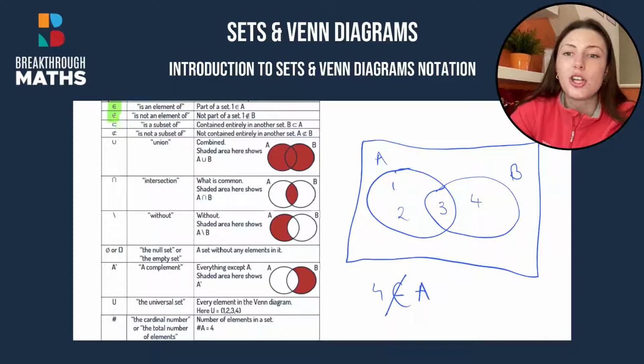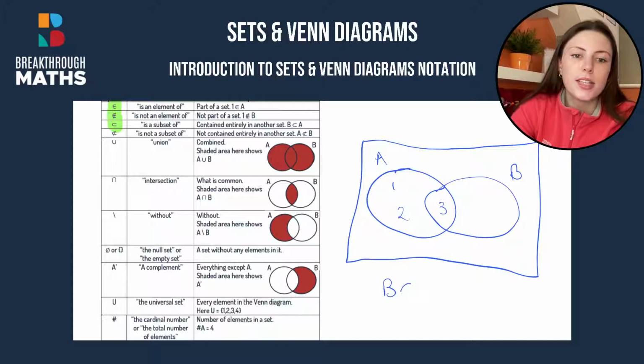Next we have a subset of. So for example, let's say the number 4 was no longer in the set B. Then we could say that B is a subset of A because everything that's in B is already in A. Okay, next one, we have not a subset. So this is just going to be the opposite.